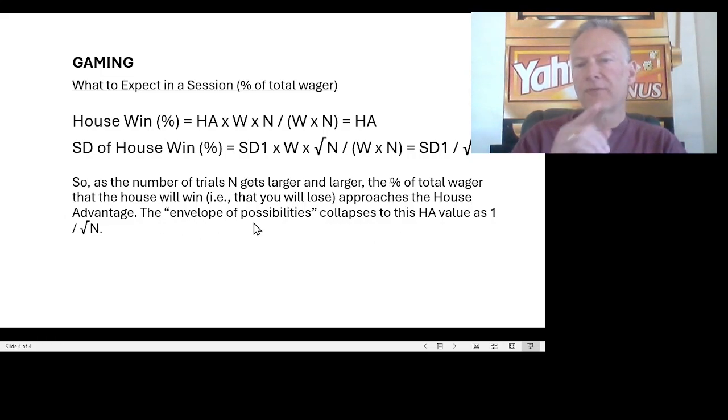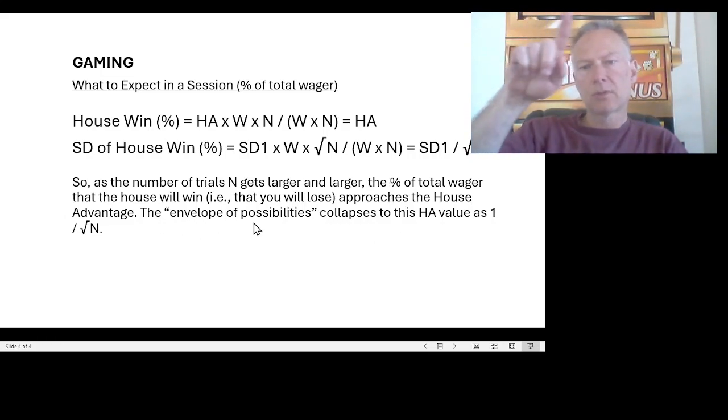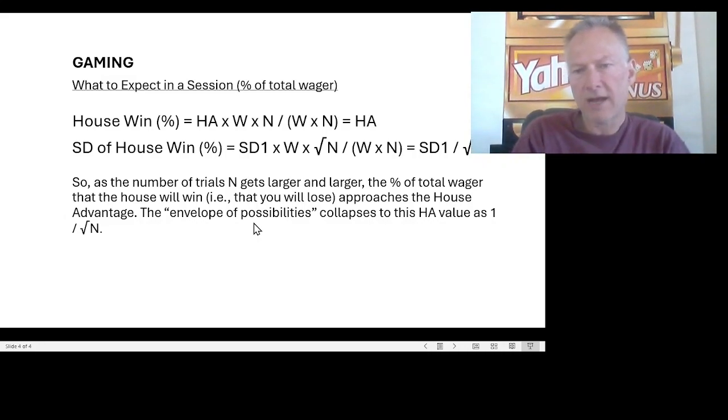And the envelope of possibilities, those shapes that we looked at on those graphs as the output of the simulator, the envelope of possibilities will collapse to this house advantage value, and it will collapse as 1 over the square root of n. In other words, as n gets bigger and bigger, the square root of n is also getting bigger and bigger, and 1 over the square root of n is getting smaller and smaller. So the envelope of possibilities then collapses onto the house advantage.